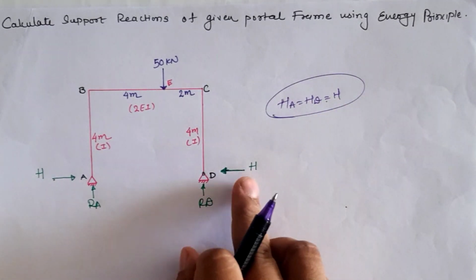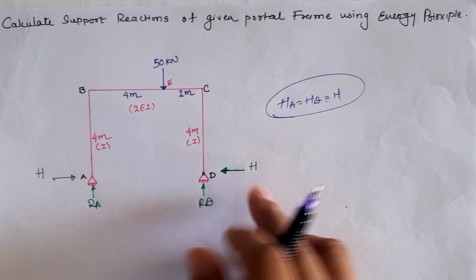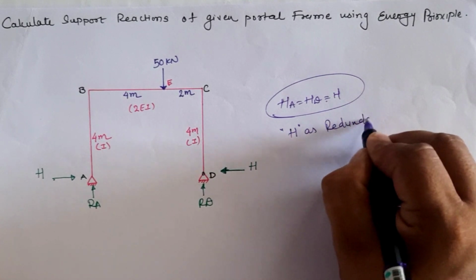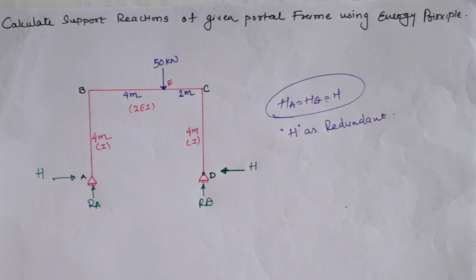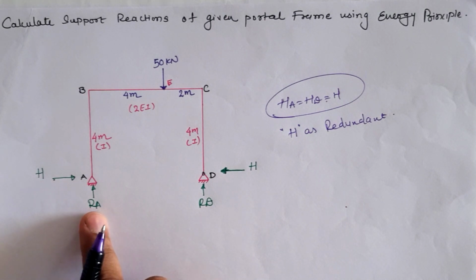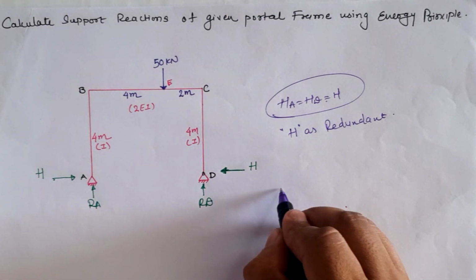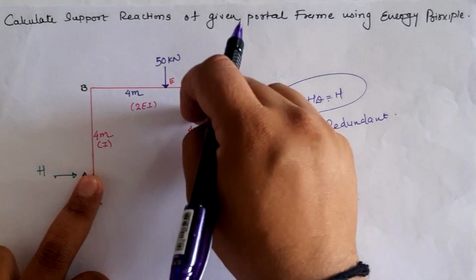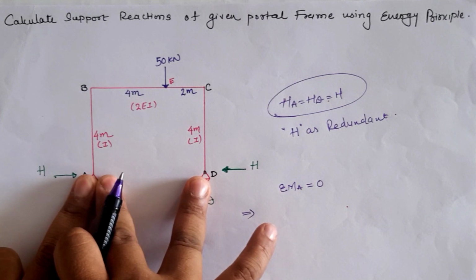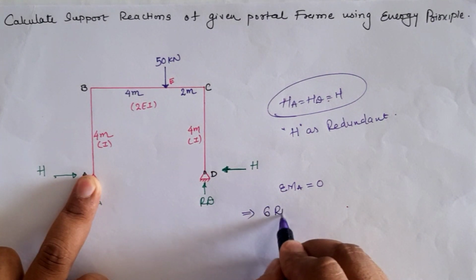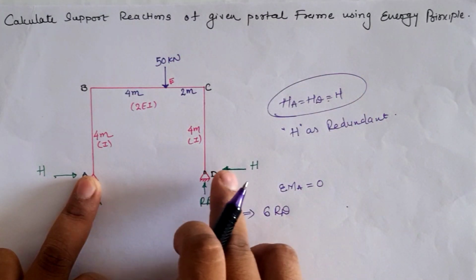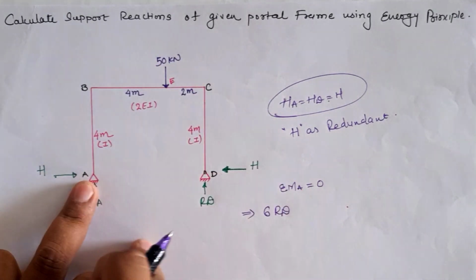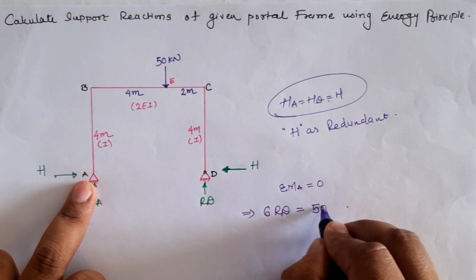So let us take this capital H as the redundant in this example. Using this H, first we have to find out RA and RD. So taking sigma moment at location A equal to 0, we will have RD into the total span distance of 6 meters, so it is 6 times RD in anti-clockwise direction. Now due to H, the total moment at location A is 0 and the rest value is 50 into 4 in clockwise direction. So it is equal to 50 into 4.